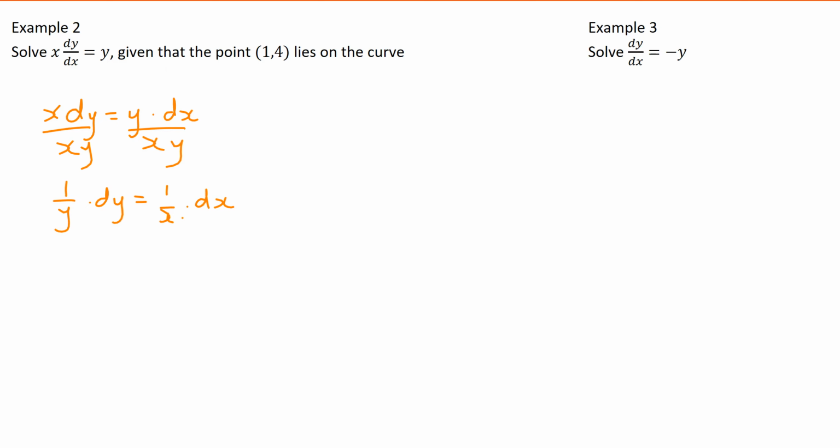Integrate both sides. No, don't give up. What is the integral of 1 over x? Yeah, natural log x. What is the integral of 1 over y? Natural log y.